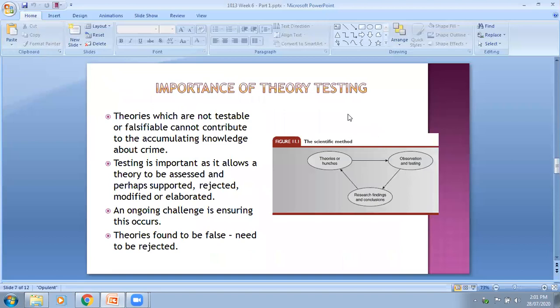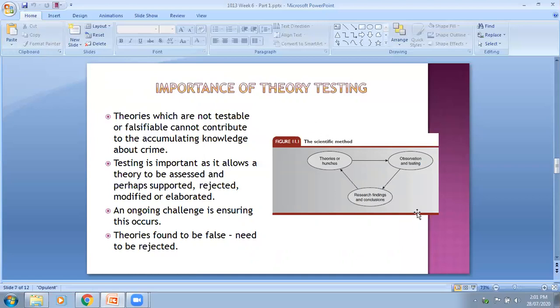If they're not testable or falsifiable, they cannot contribute to the accumulating knowledge about crime. So if we can't take a theory and test it to see whether the same result happens again or whether you got a false result the first time, it cannot contribute to the accumulating knowledge. It's important because we're allowing the theory to be assessed and perhaps supported, perhaps rejected. You might have to change it and modify it or elaborate it and make it bigger. So the ongoing challenge is to ensure that this occurs.